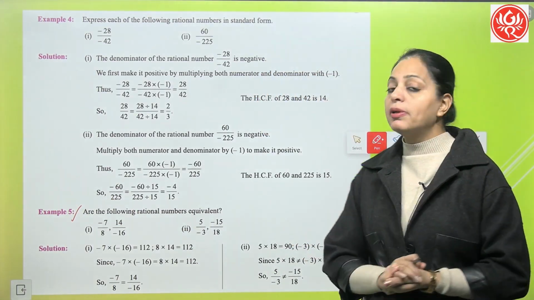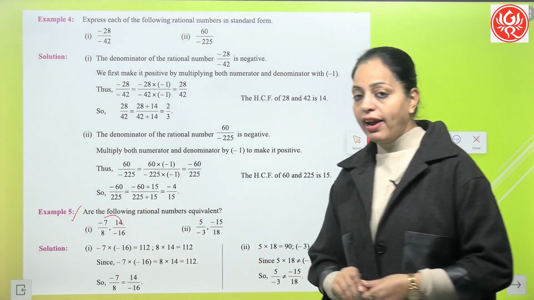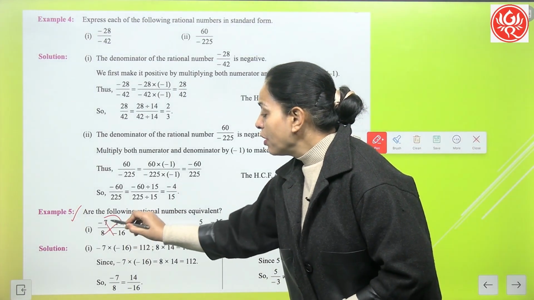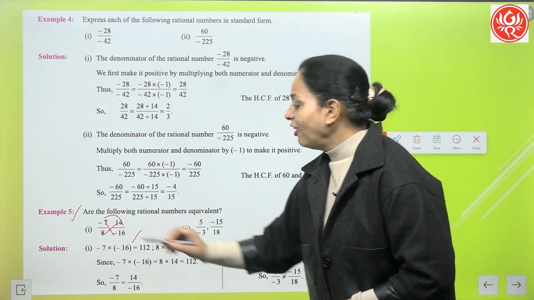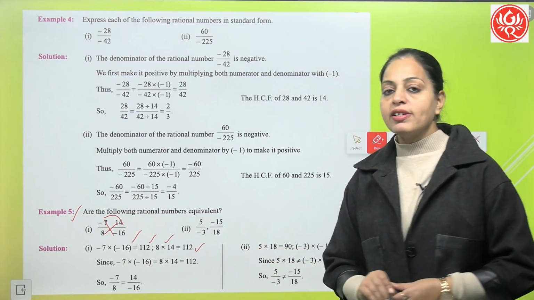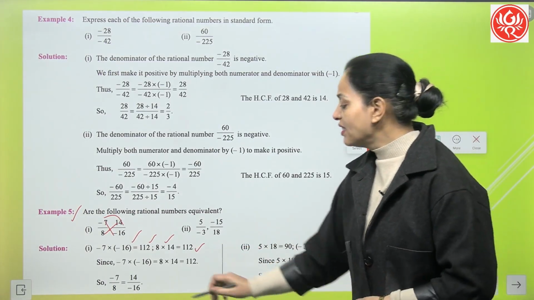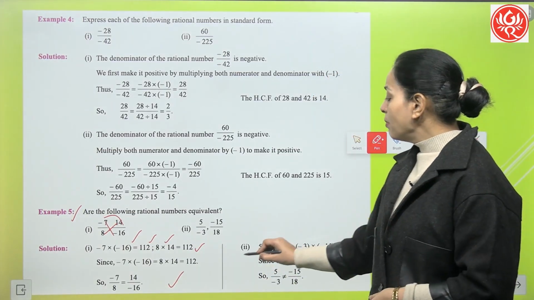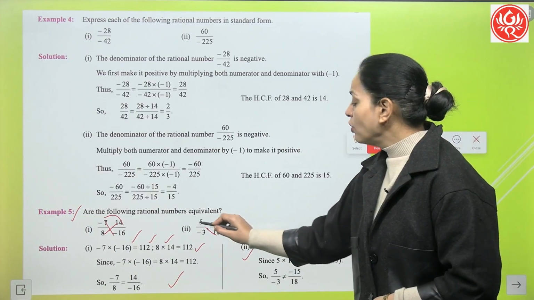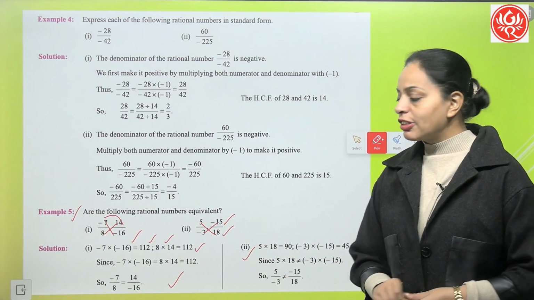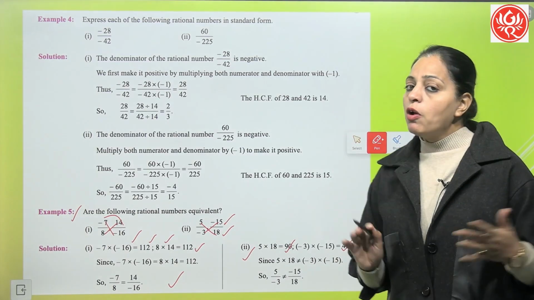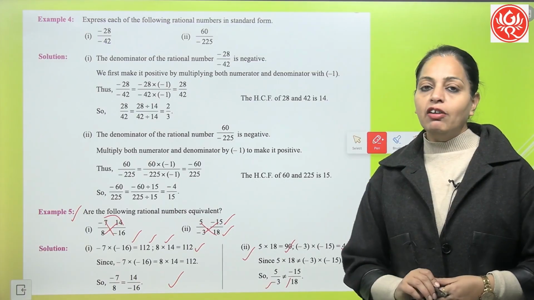Are the following rational numbers equivalent? Are these two equivalent? So how can we check? We can also check them by cross multiplication. Means like this: minus 7 into minus 16 and 14 into 8. So minus 7 into minus 16 is 112. 8 into 14 is 112. The product of both is the same. It means these are equivalent, right? Similarly, the second part, 5 upon minus 3 and minus 15 upon 18. So 5 into 18 and minus 15 into minus 3. 5 into 18 is 90 and minus 15 into minus 3 is 45. Both are not the same, so these are not equivalent, right?